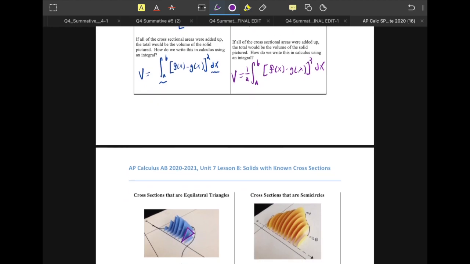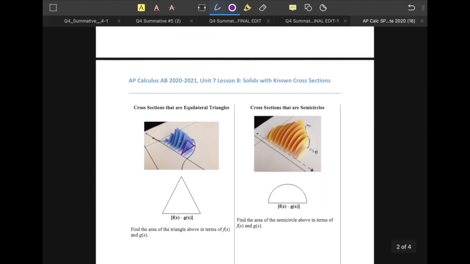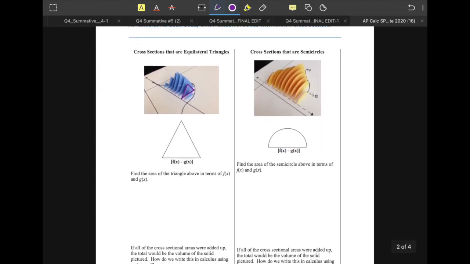Now here's the killer here, equilateral triangles. Remember, in an equilateral triangle all three sides are the same. What makes this tricky is we still find the area of this triangle by doing 1/2 the base times the height, but we do not know the height.